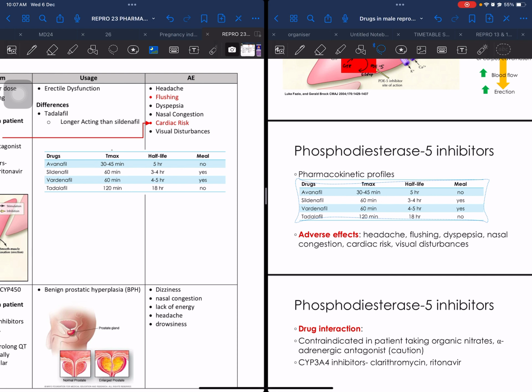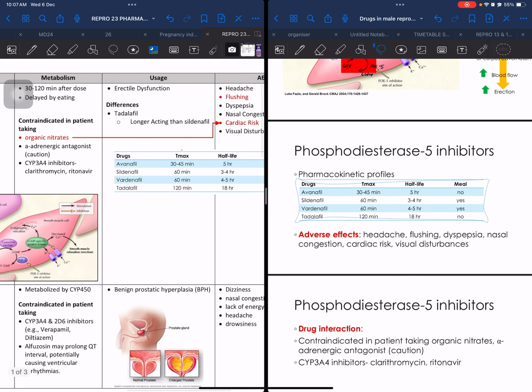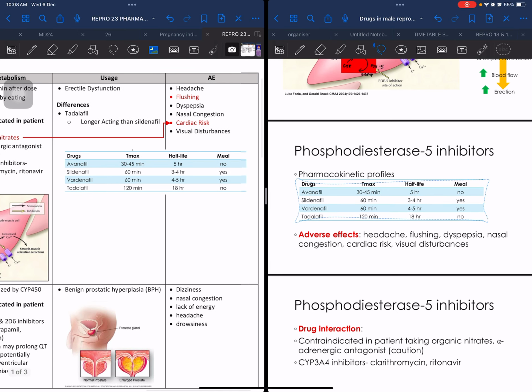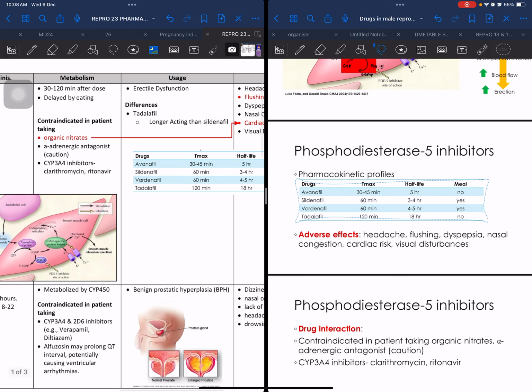Okay, drug-drug interaction. Phosphodiesterase 5 inhibitors are contraindicated in patients taking organic nitrates. Because when you have organic nitrates, your NO increases, then your cGMP also increases, so it can lead to adverse effects. Okay, as well as alpha-adrenergic antagonists. Phosphodiesterase 5 inhibitors are metabolized by CYP3A4, so they are contraindicated when co-administered with CYP3A4 inhibitors.